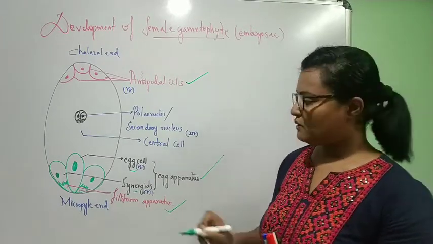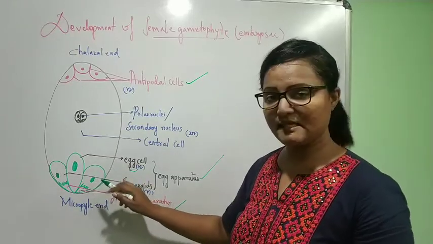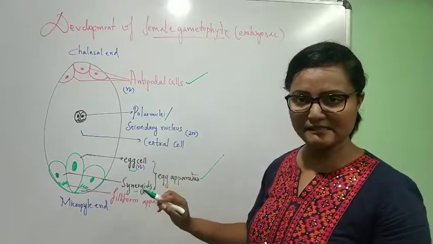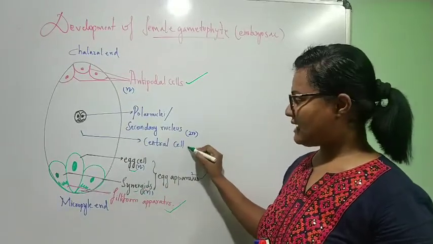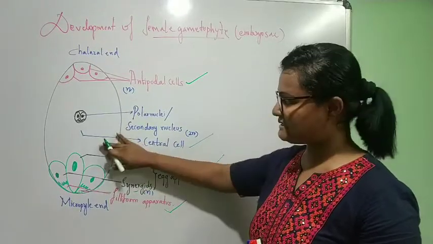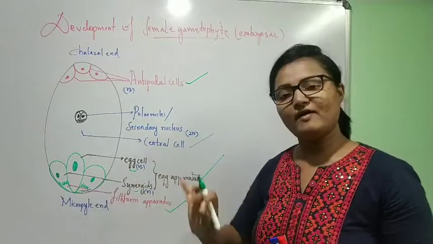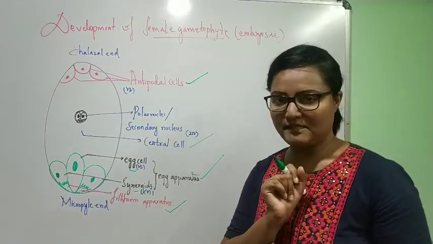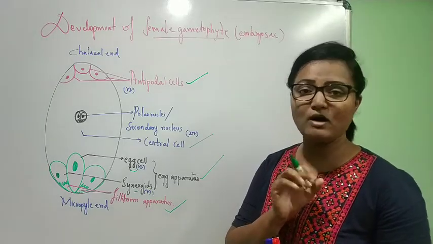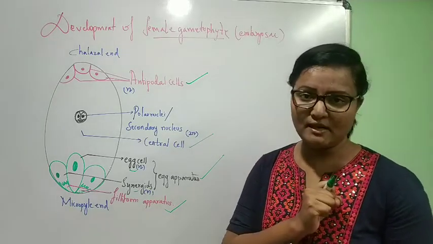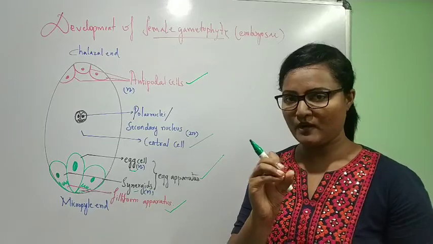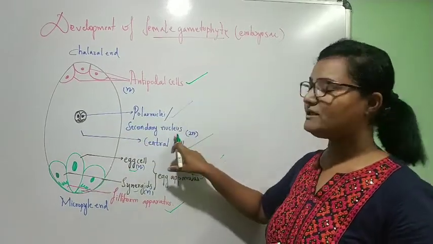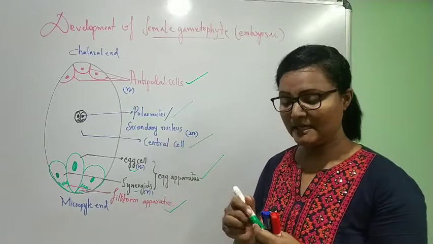Okay, so as I said, there are 7 cells. 1, 2, 3, 4, 5, 6 cells, and the remaining cell is called the central cell. This itself is a central cell, where the 2 remaining nuclei are present. How are they present? They are not present in the fused state. They are together, and we call it polar nuclei, or it is also called secondary nucleus.